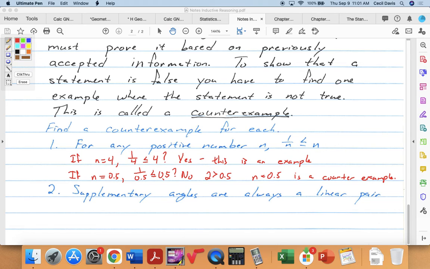Supplementary angles are always a linear pair. Is that true? If you have two supplementary angles, do they have to be a linear pair? No. Yes, because it's on a 180 degree. Okay, what are supplementary angles? Two angles that add up to be 180 degrees. Okay, what are linear pairs? Linear pairs are, it's a line, and a line is always 180 degrees. So it's two adjacent angles whose non-common sides make a line.